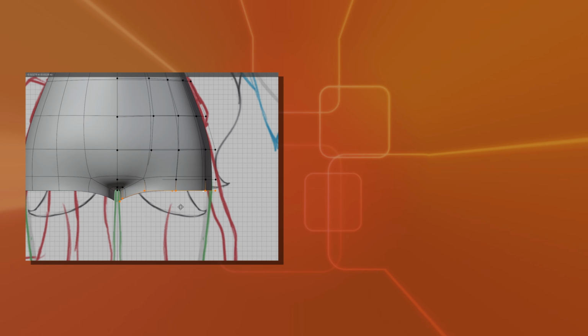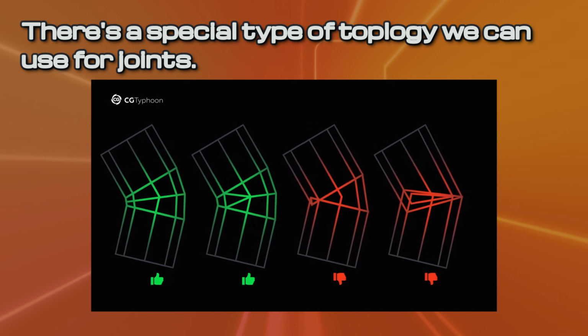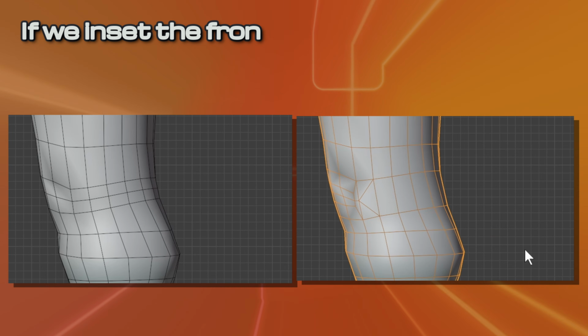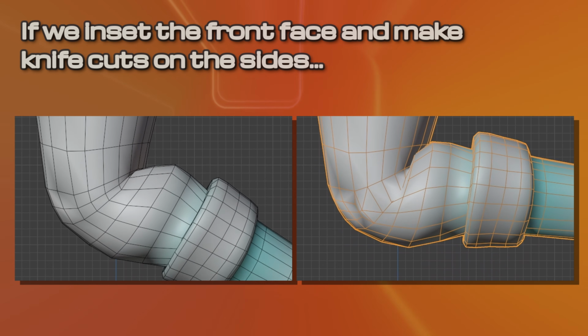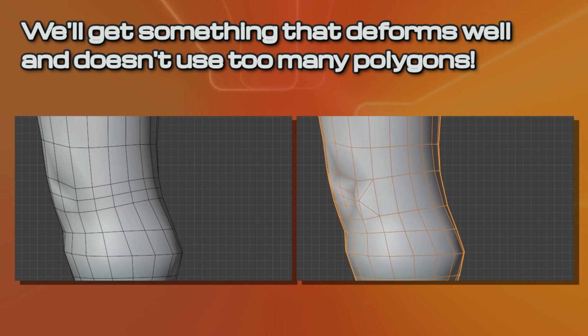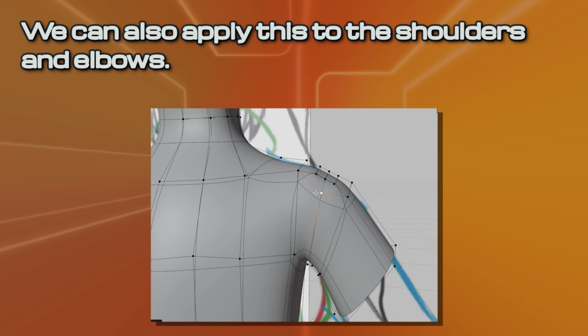Next, we'll make the crotch, the legs, and the knees. One thing you'll want to know here is that we can use a special type of topology for joints such as the knees. If we inset the front face where the knee is and make knife cuts to reduce the geometry on the back, we will get something that both deforms well and keeps the rounded shape of the knee when it bends. We will use this technique later for the shoulders and elbows as well.